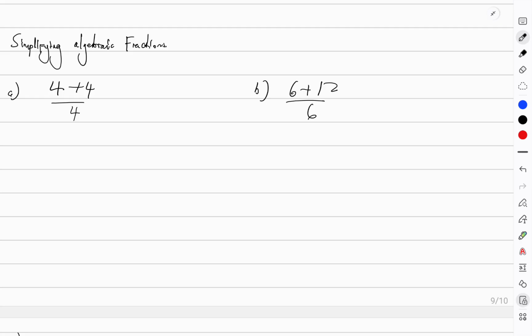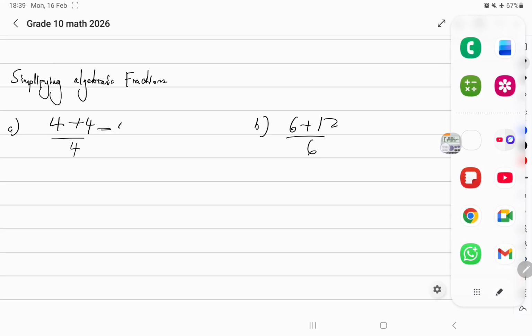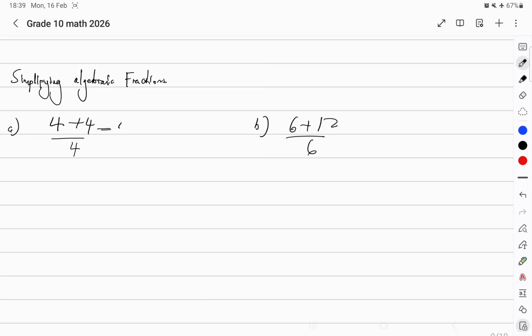So this is what we have. We are required to simplify the following algebraic fractions. Now, if I'm having 4 plus 4 divided by 4, another person can say this 4 will cancel that 4, therefore our answer becomes a 4. But then let us see if that is the correct way. What is 4 plus 4? Let us go and use our calculator, and let us see what value we have.